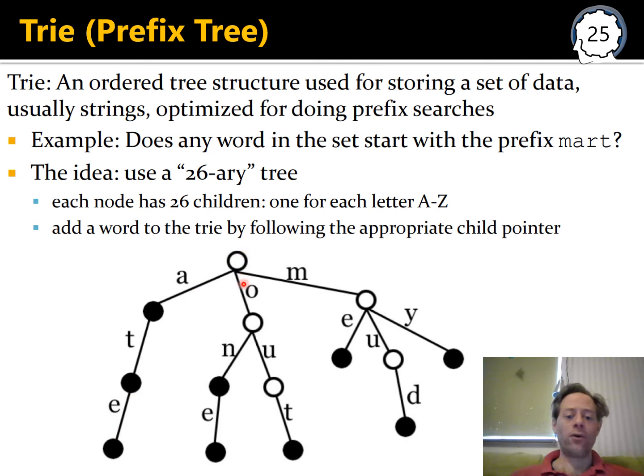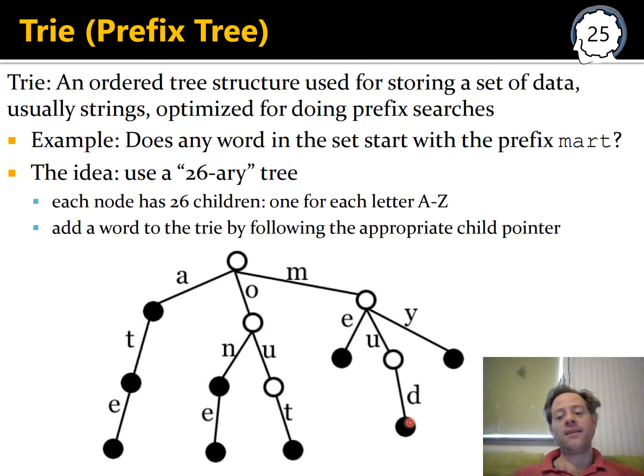Here we have on and one, but we also have out. So in this branch, we have two different words. Here we have my, me, and mud. So actually we have three different words here.